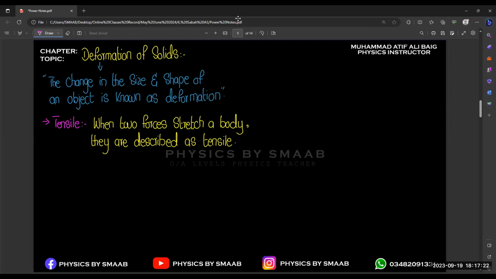Can tension be described as a force? Yes. So basically tensile, tension, all are concepts of forces. All are different phenomena, all are different processes, but the basic concept remains the same. All these terms are known as forces, right?